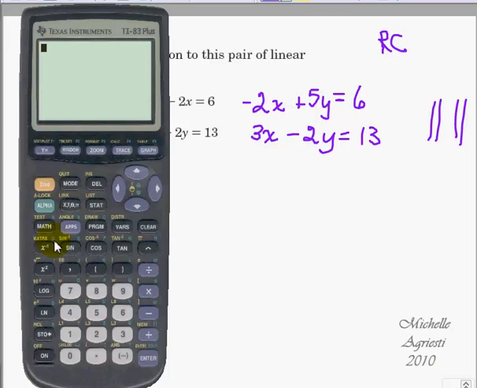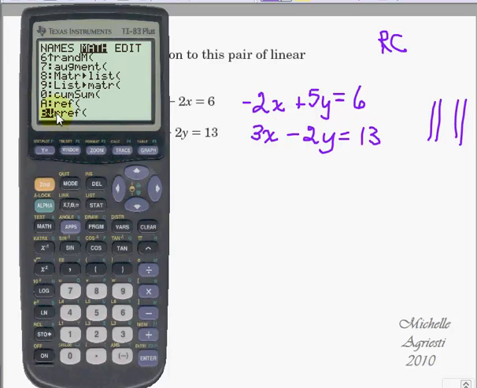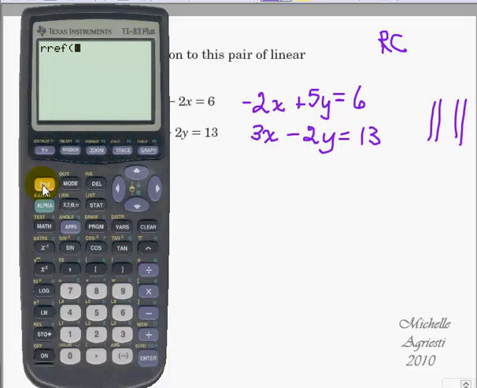If you'll go again to matrix, we're going to go to math. You're going to arrow down quite a ways to RREF, which means reduced row echelon form. So I put that in. Now I have to tell it which matrix we're going to work with. So I do second matrix again. Our information's in A, so I'm going to hit enter, close that parentheses. And what this is going to do is it's going to simplify the matrix.